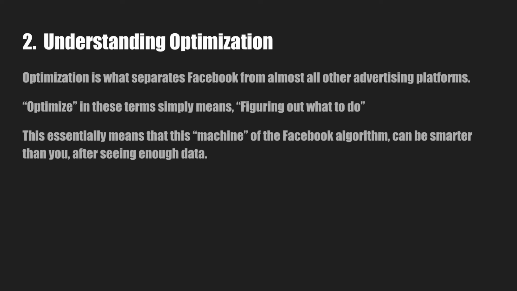So this means that the machine of the Facebook algorithm, the optimization, can be smarter than you after seeing enough data. This is a fact. You can think that men want this product, but the algorithm is a machine. It doesn't have thoughts, it doesn't have opinions, it only looks at data. So if it sees a lot of females are buying it, it's going to show it in front of females. That's why I'm saying it can be smarter than you. This is why when I create ads, you see me leaving certain things really broad, because the machine is smart enough to know who's going to take that action.